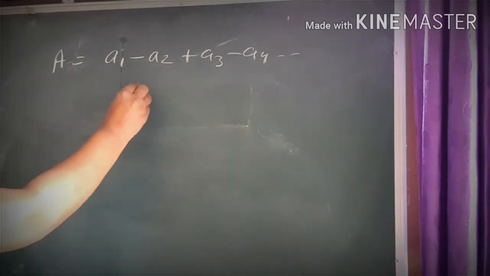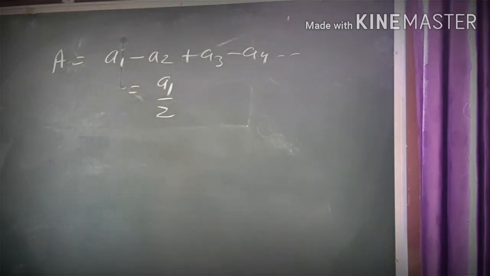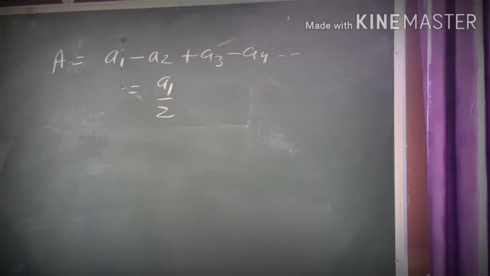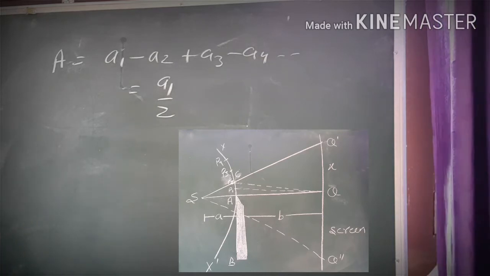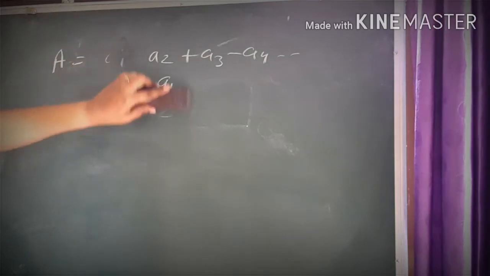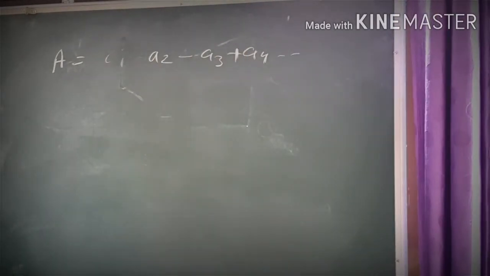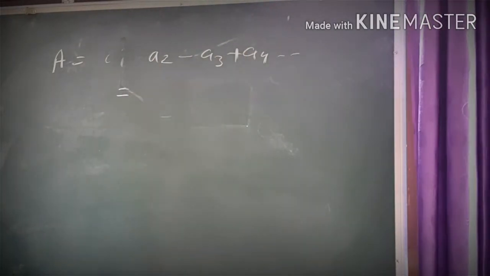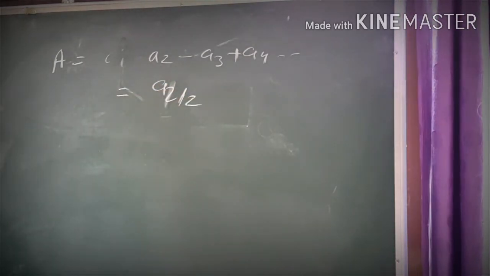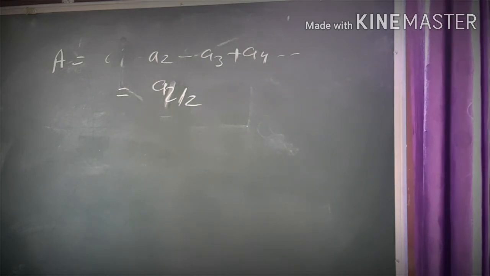This is equal to approximately A1 by 2. If the first half period zone A1 is obstructed by the obstacle, then we have only this, and this is negative, this is positive, and so on. And we have the effective amplitude is A2 by 2.